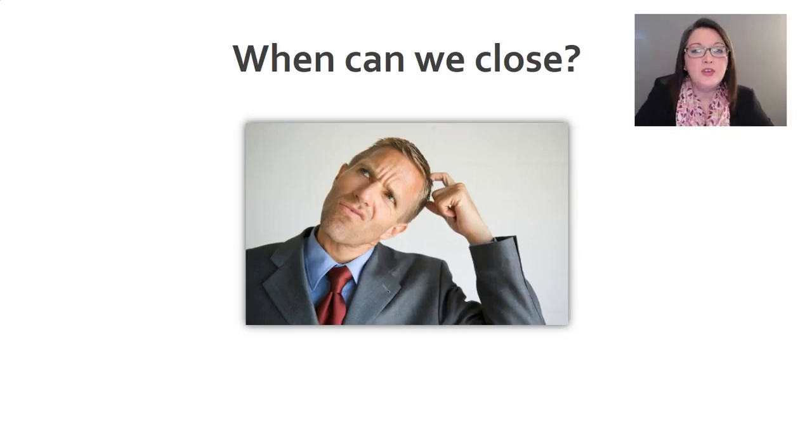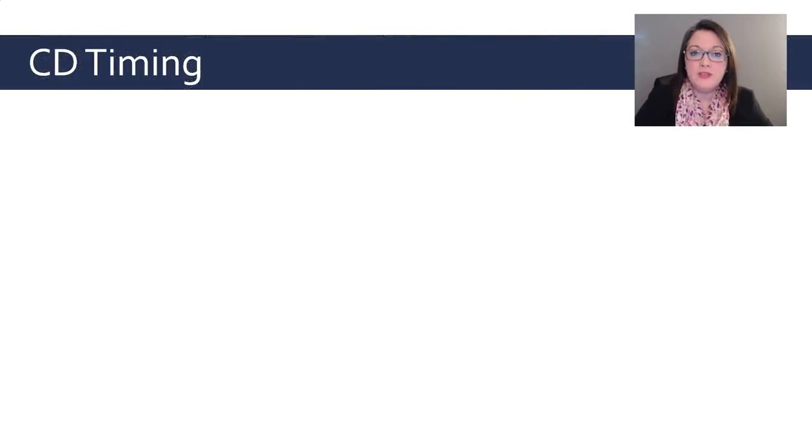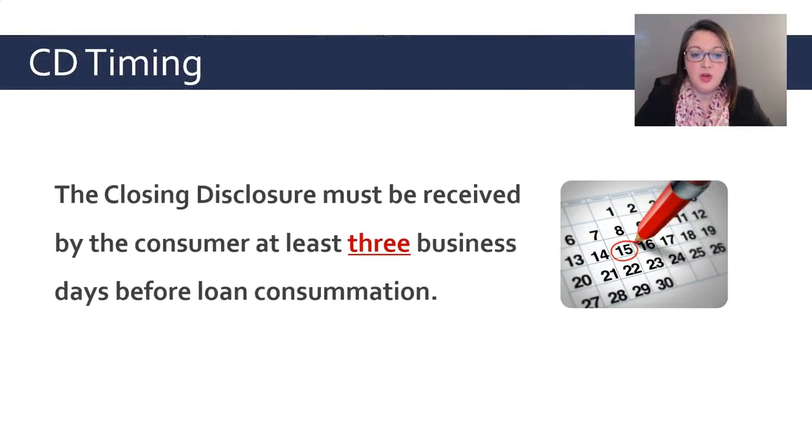So now let's talk about that ever important question of when can you schedule the closing based on the TRID 3-day guidelines? Well, let's first do a quick review. When it comes to the timing of the closing disclosure, we know that it must be received by the consumer at least 3 business days prior to loan consummation.